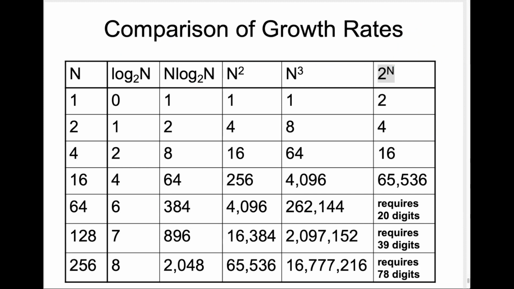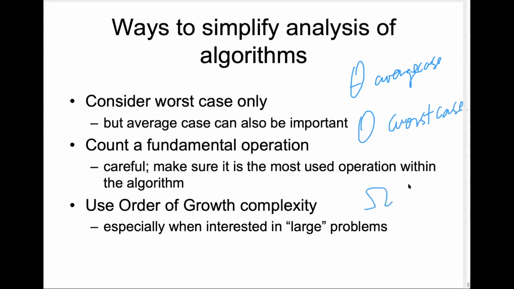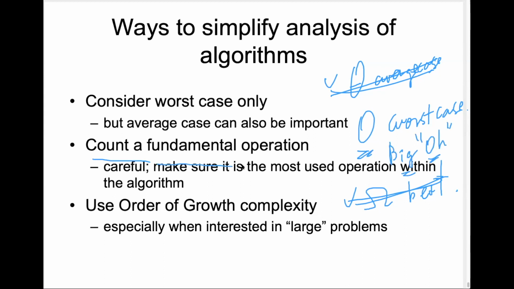There is another slide. It says the way to simplify analysis of the algorithm is to consider the worst case. The average case is theta. Big O is the worst case. We have omega, which is the best case. This is not a math class. This is not operational research. Just focus on the worst case, big O. Count the fundamental operations. Consider the worst case. So this is big O. And make sure that it is the most used operation.